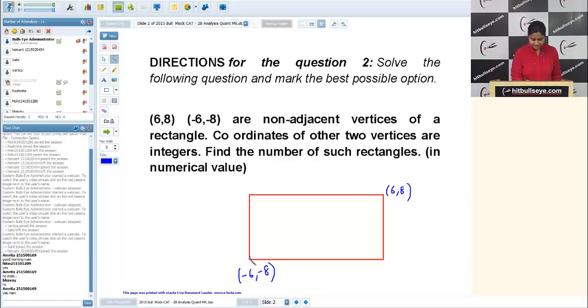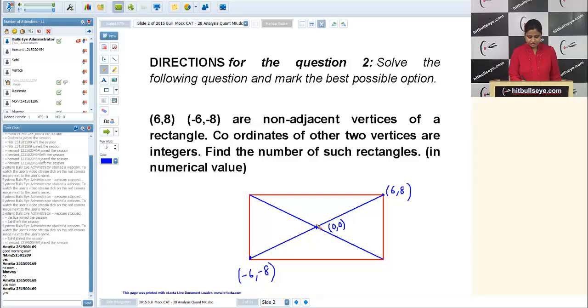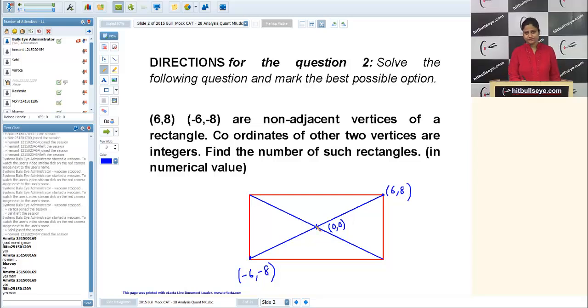Now if I take diagonals, as you can see by using section formula, the diagonal intersection point will be the middle point of the diagonals. And what is the middle point of a line joining 6, 8 and minus 6, minus 8? It will be 0. I'm using the midpoint formula here. I think you are aware of the midpoint formula, Amrita. That is 6 plus minus 6 divided by 2. So it will be 0, 0, which is the middle point of the diagonal.